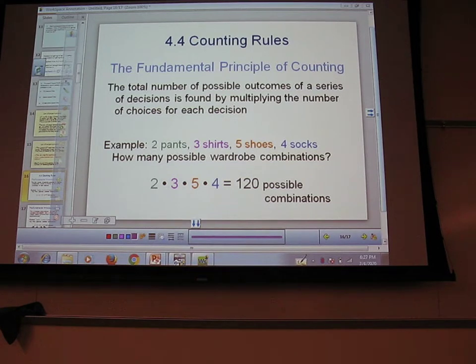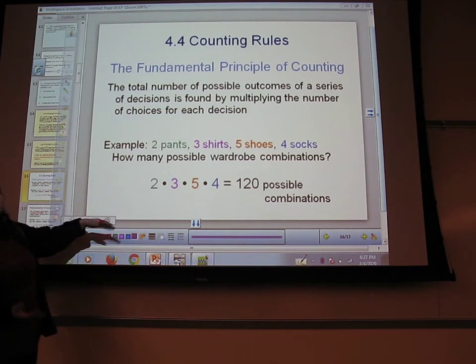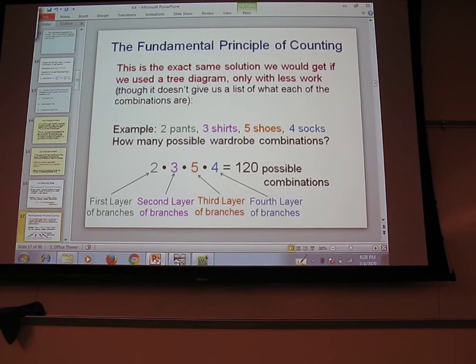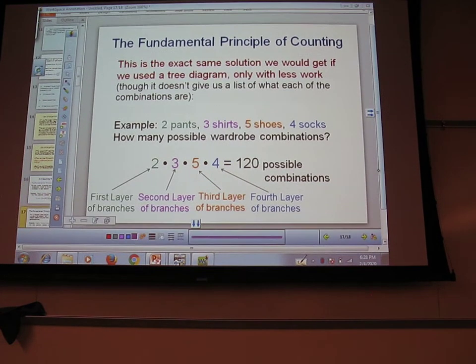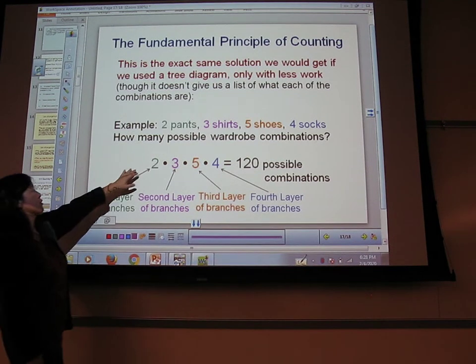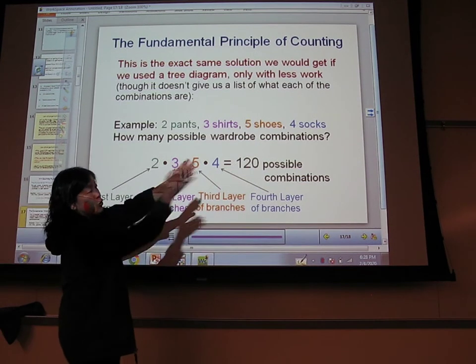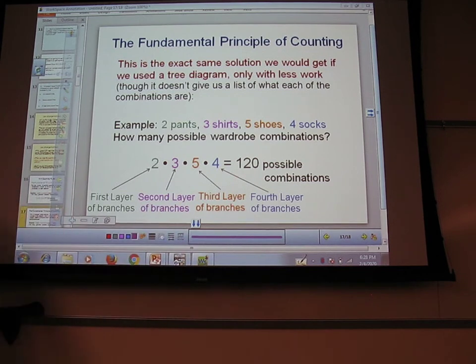Perfect. Right, so I'm trying to figure out what to wear. I've got 2 pairs of pants to pick from. And then I've got 3 shirts, I've got 5 shoes, 4 socks. For every decision you make, you multiply the number of choices for each decision to figure out how many total possible combinations there are. So you could think of this as the exact same thing if we did a tree, only with a lot less work than doing a tree diagram. And this would be the first layer of branches. 2 pants, right? And then from each of those you have second layer, 3 shirts off of each one of those. And it would go on and on from there.